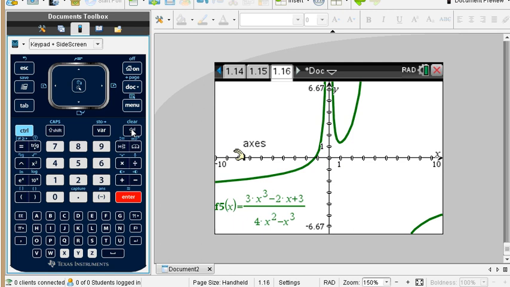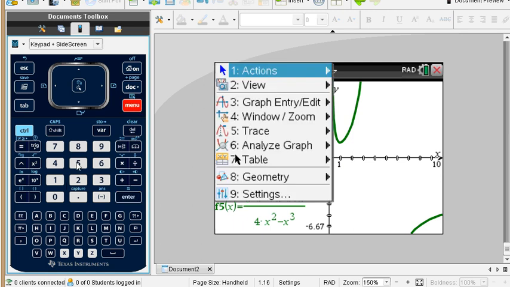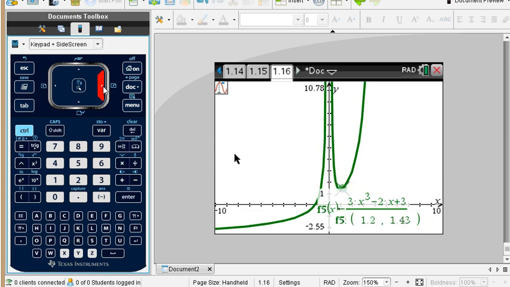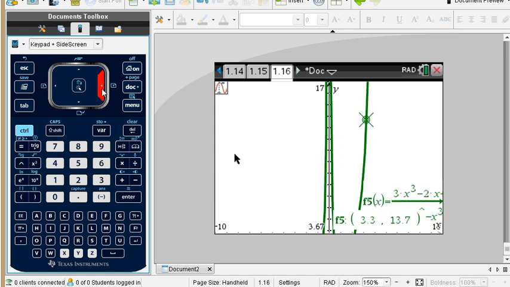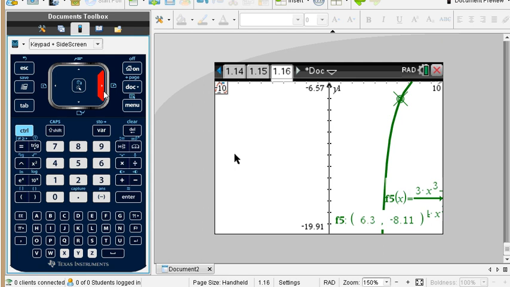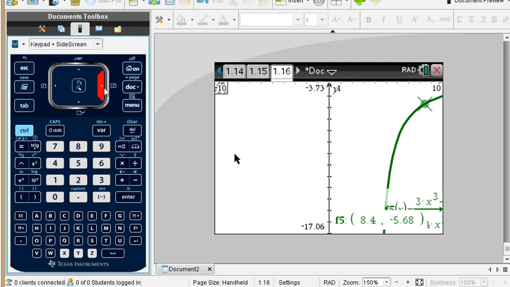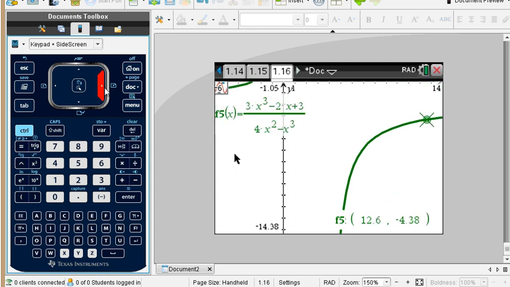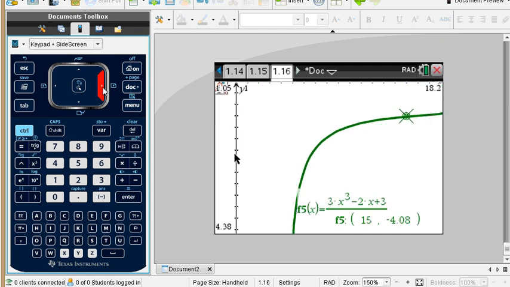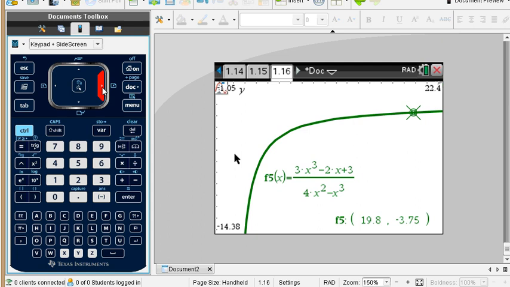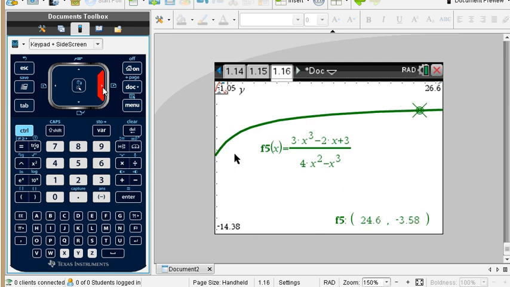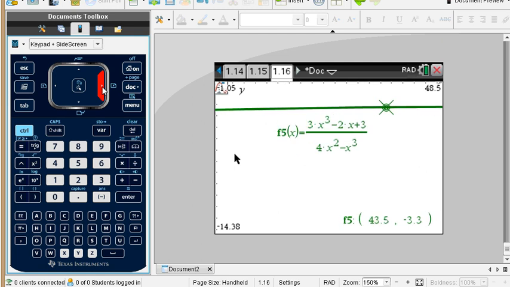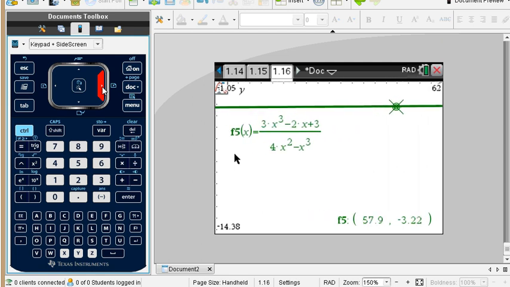If I go through trace, press menu, trace, graph trace, we can go all the way to the right or to the left. We have this thing coming up here, and what is it going to settle down to? It keeps on going, and wherever it's going to come on down is what it's going to do. But that's going to take forever.